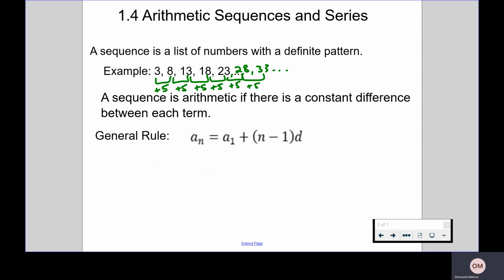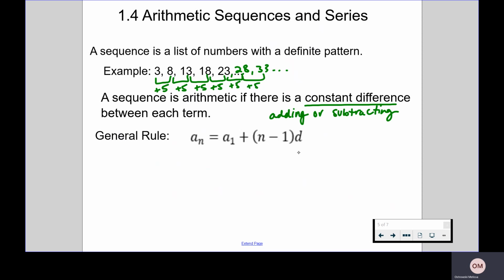There is a constant difference between each term, you can tell what your numbers are changing by. So you're either going to be adding or subtracting to get from one number to the next.